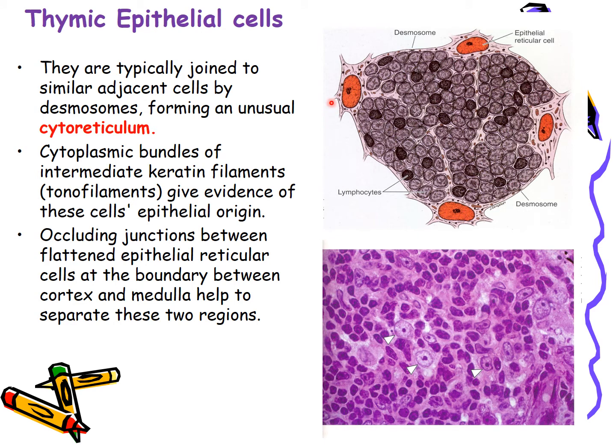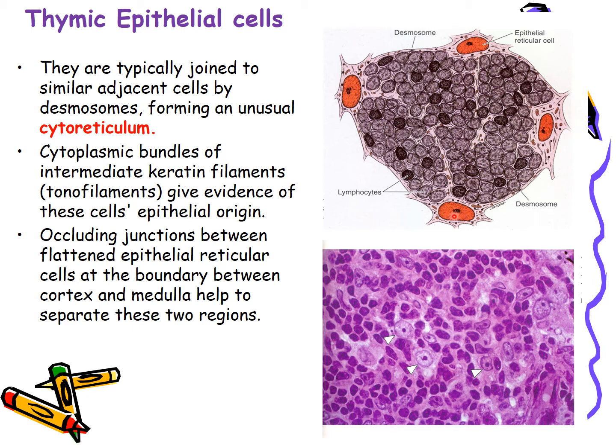This is showing you the thymic epithelial cells. These are the thymic epithelial cells with tonofilament-like structures, and they are joined together with the adjacent epithelial cells by desmosome junctions. Now, this arrangement of thymic epithelial cells collects a group of immature lymphocytes or lymphoblasts, and they mature inside this arrangement.